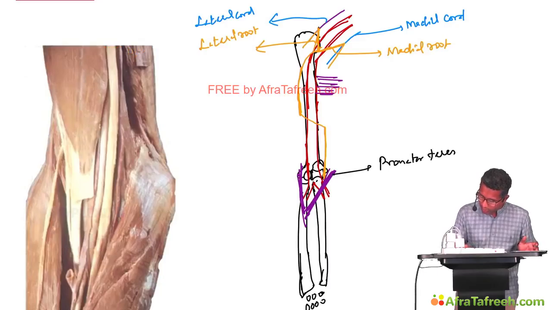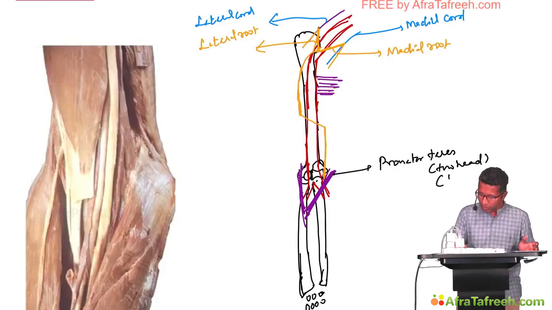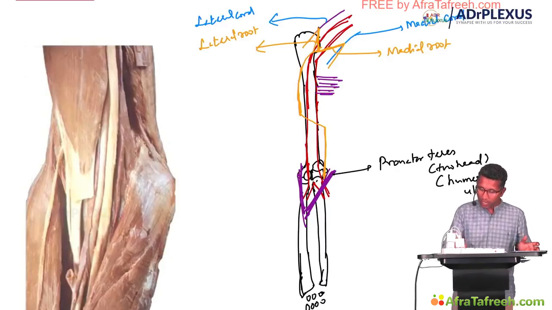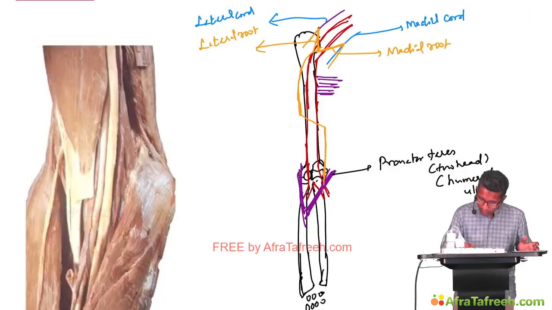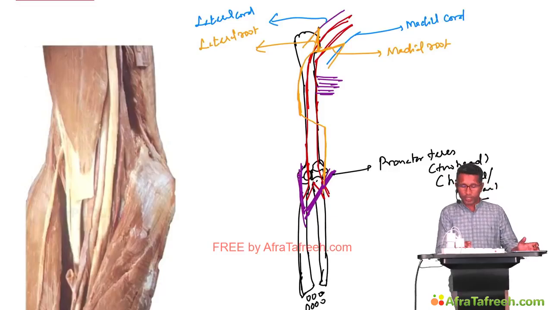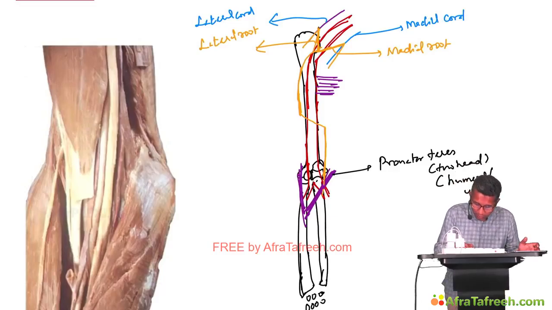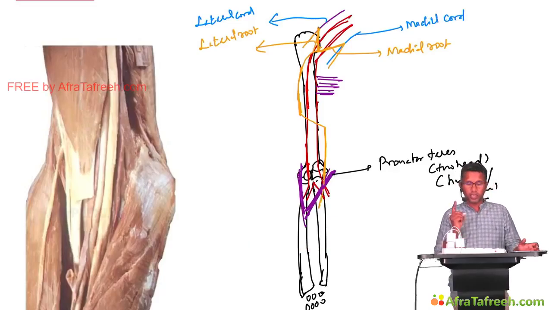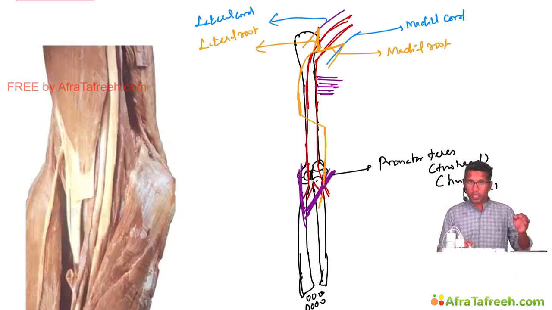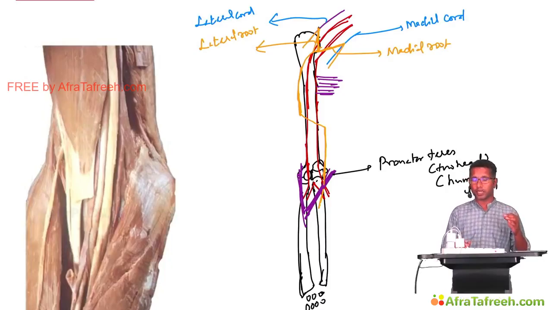Now how many heads does the pronator teres muscle have? It has two heads. I hope you know what the two heads are. One is called the humeral head and another one is the ulnar head. Now the nerve passes in between the two heads of the pronator teres muscle. Very important, guys. You can see here the nerve is passing between the two heads of the pronator teres muscle.